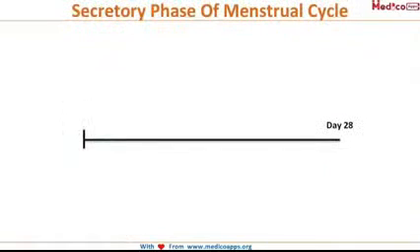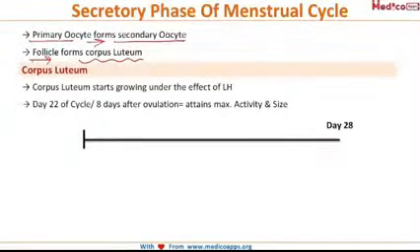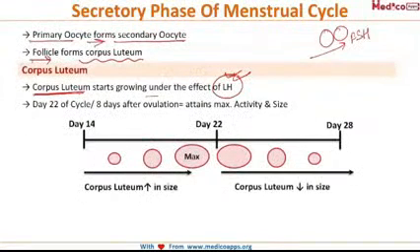So let's move on to the formation of the corpus luteum. So after ovulation, what happens? I told you the primary oocyte is converted into a secondary oocyte, and the follicle converts into the corpus luteum. Now this corpus luteum starts growing under the effect of LH. Try to recall here that the follicles were growing under the effect of the hormone FSH. Now this corpus luteum starts growing under the effect of the hormone LH, the luteinizing hormone. The corpus luteum keeps on increasing in size, and the maximum activity and the maximum size is attained at day 22 of the cycle, or 8 days after ovulation.